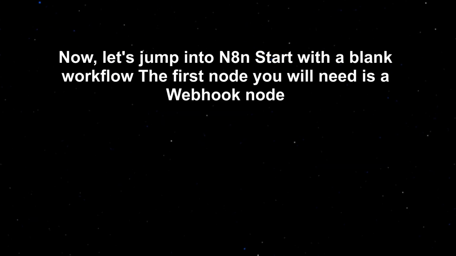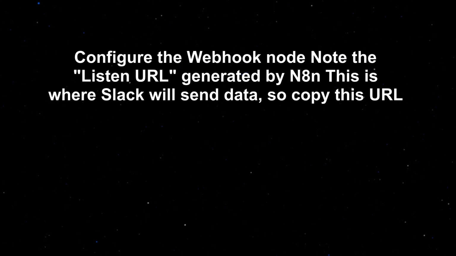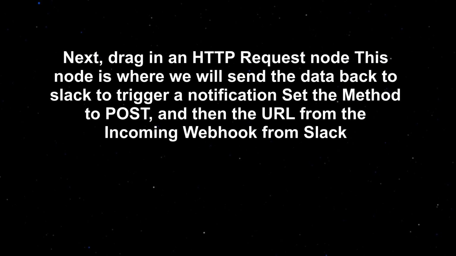Now, let's jump into n8n. Start with a blank workflow. The first node you will need is a webhook node. Configure the webhook node. Note the listen URL generated by n8n, and this is where Slack will send data. So copy this URL. Next, drag in an HTTP request node.